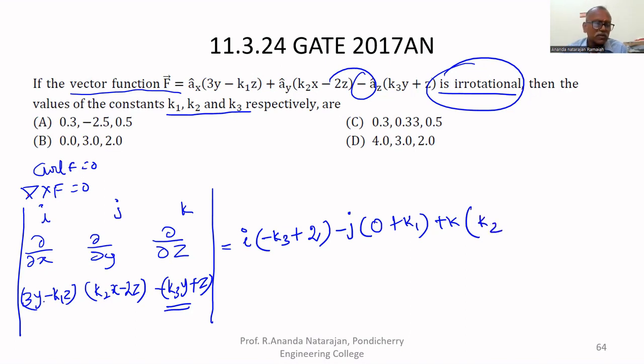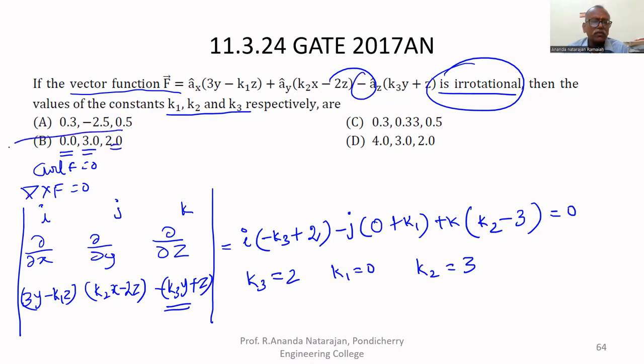If you partially differentiate this with respect to y, you will get minus 3. Therefore, this is equal to 0. Therefore, k3 equal to 2, k1 equal to 0, k2 equal to 3. Therefore, B is the answer.